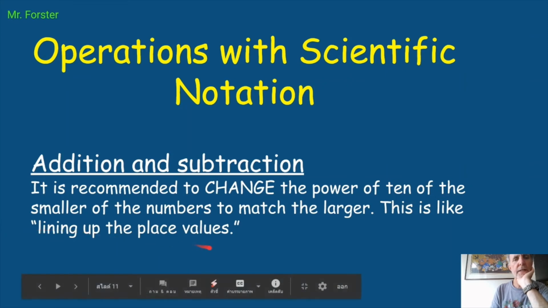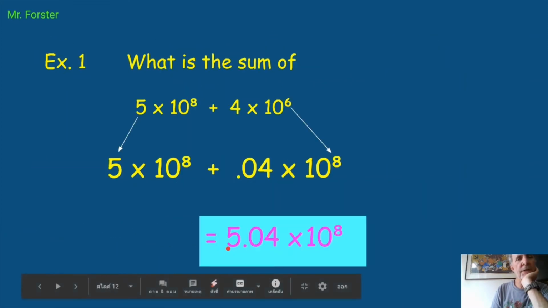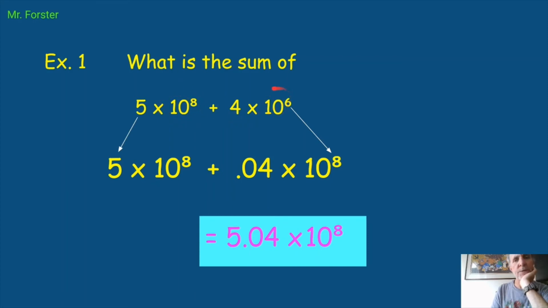This is like lining up the place value. So let me show you an example here. What is the sum of this and this? Well, you can't just add 5 plus 4 because this 10 to the 8th is not the same place value as 10 to the 6th. So what I recommend you do is make this smaller place value the same as the bigger.